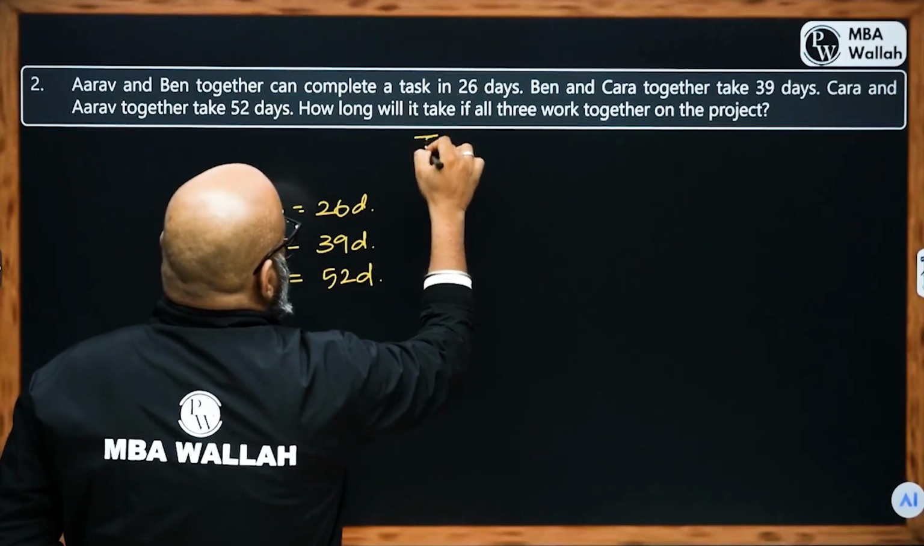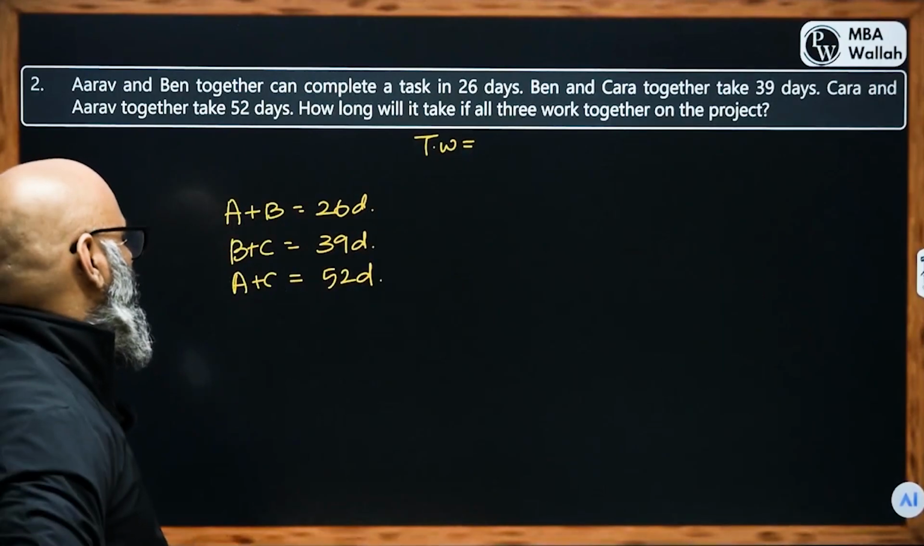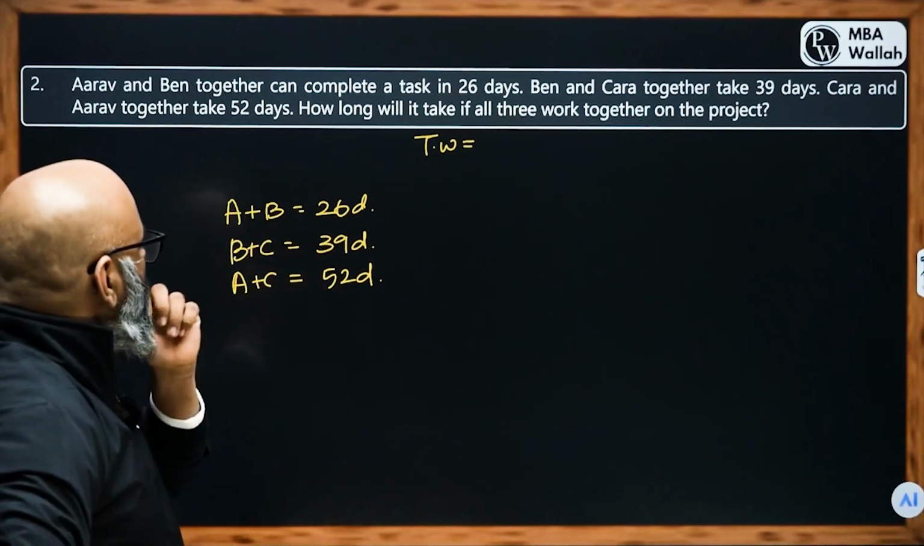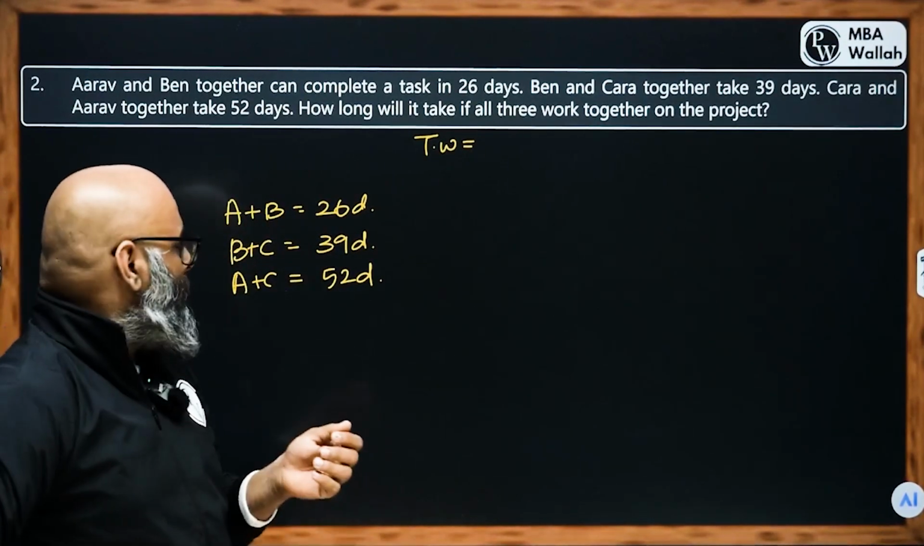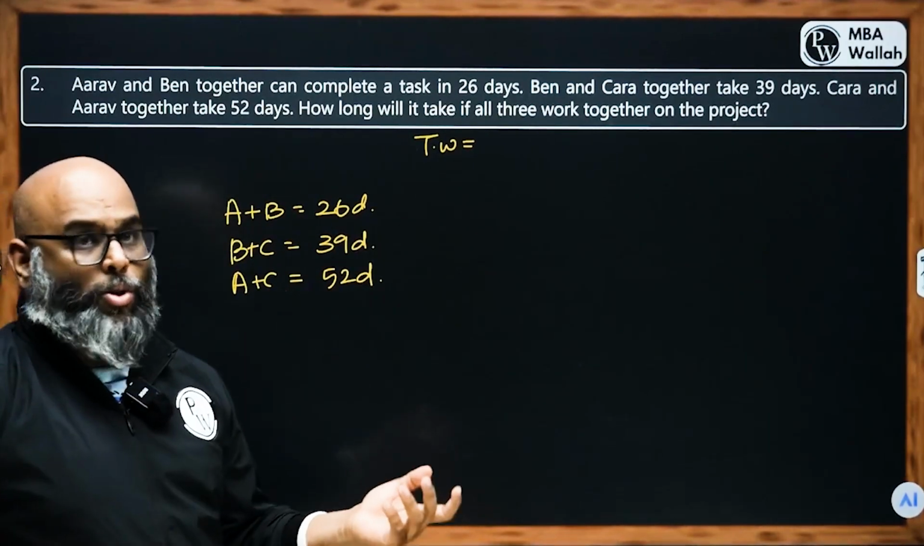So the total work will be LCM of 26, 39 and 52. 26 and 52 will go well in 52 itself. This is 3 into 13. This is 4 into 13. So 4 into 3 is 12.